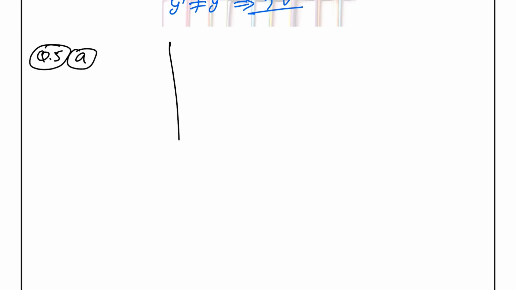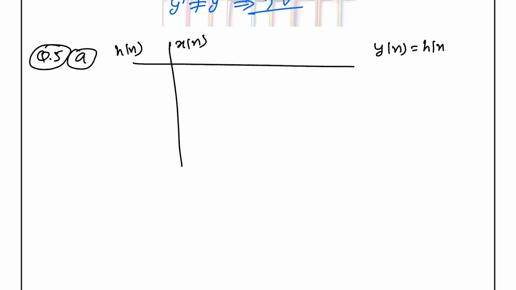How to solve using the tabular method? Simply we will make a table. On one side we will write x of n, on the other side h of n, and then y of n will be simply h of n convolved with x of n. We will put in the values. x of n is given as 2, 1 and 3, and h of n is given as 1, 2 and 1. Now we make the products: 2, 1 and 3, then 4, 2 and 6, and then 2, 1 and 3.